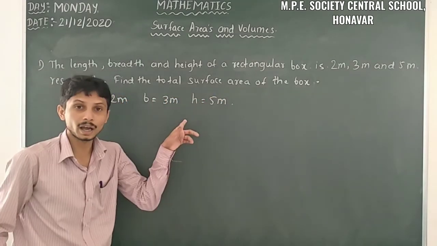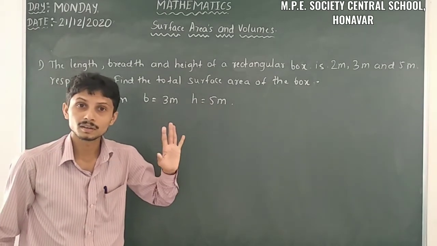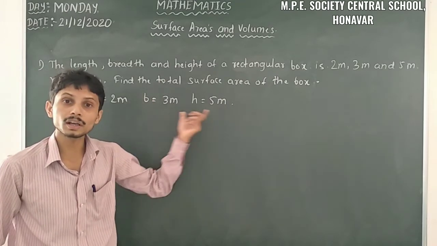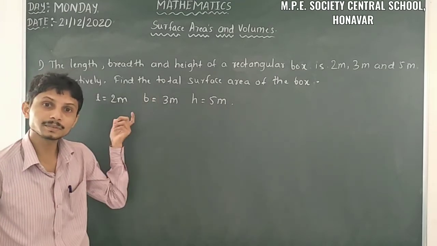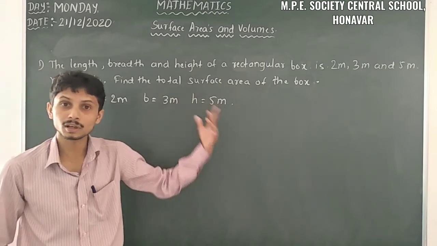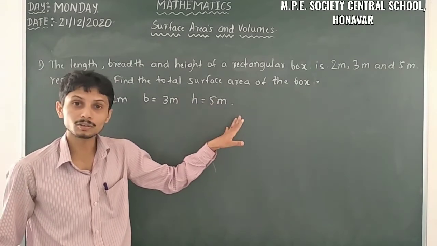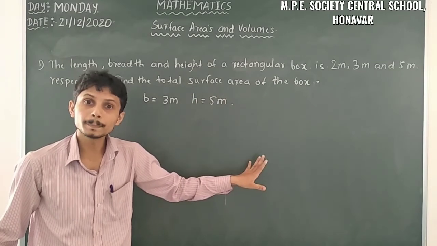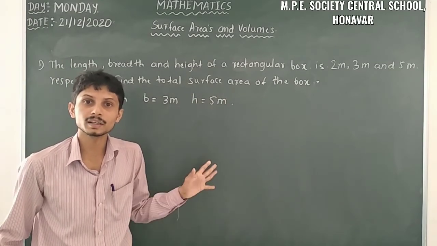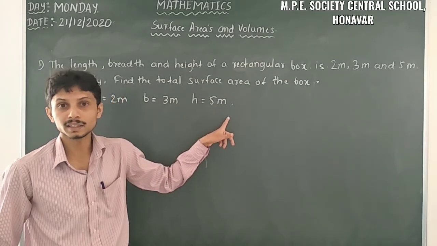We have to be aware that these 3 units must be the same. If it is centimeter, we have to take all as centimeter only. If it is meter, all should be meter. If 5 centimeters is given, you have to convert it into meter first. After that, you have to take up the problem. Otherwise, you can't solve it.